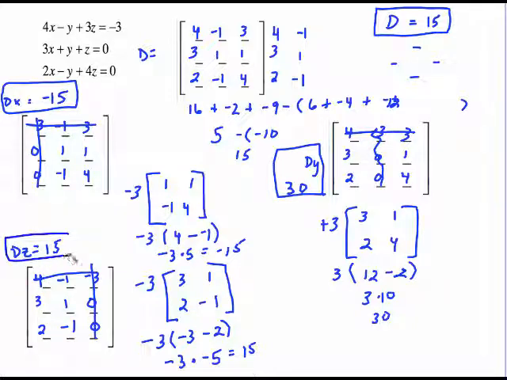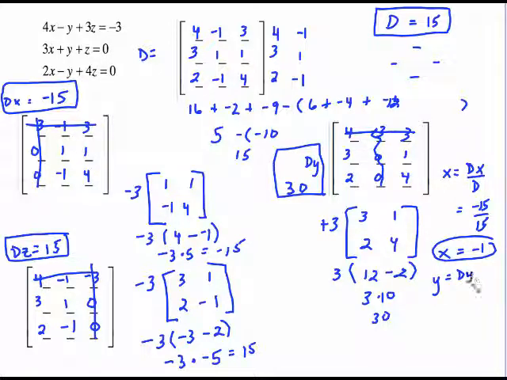So those are my values for the determinants of those matrices. Now I have to use the fact that x is dx over d, which is dx is negative 15, d is 15, so x is negative 1. To find y, I will do dy over d. dy is 30, d is 15. 30 divided by 15 is 2, so y is 2.